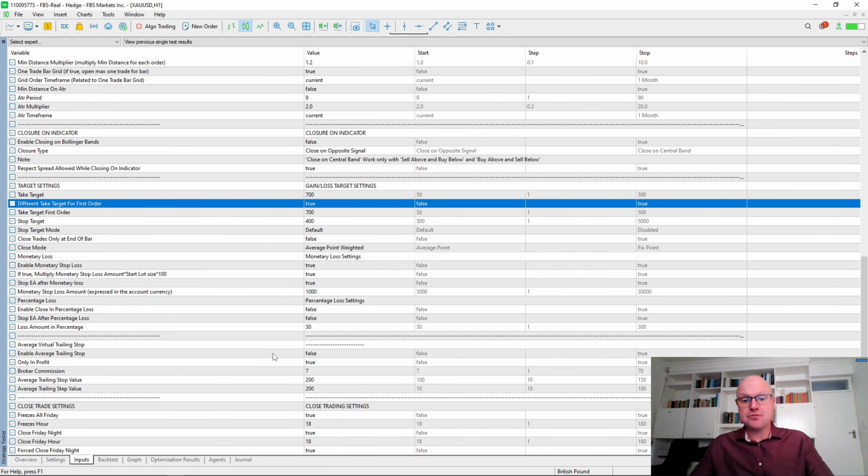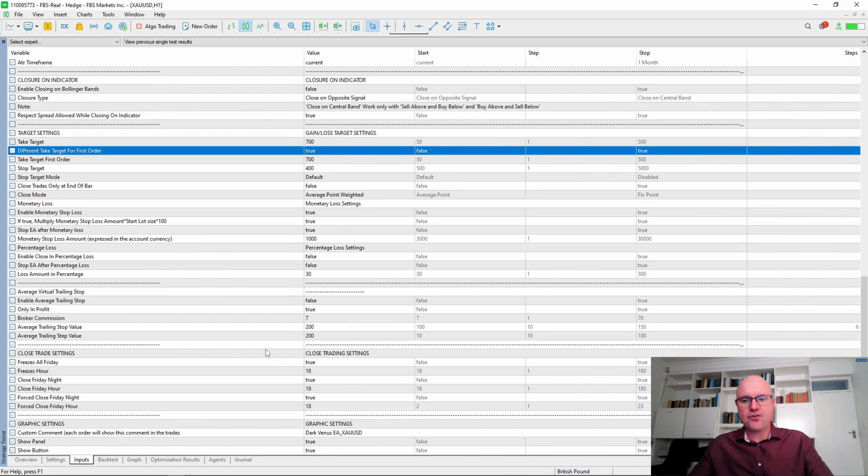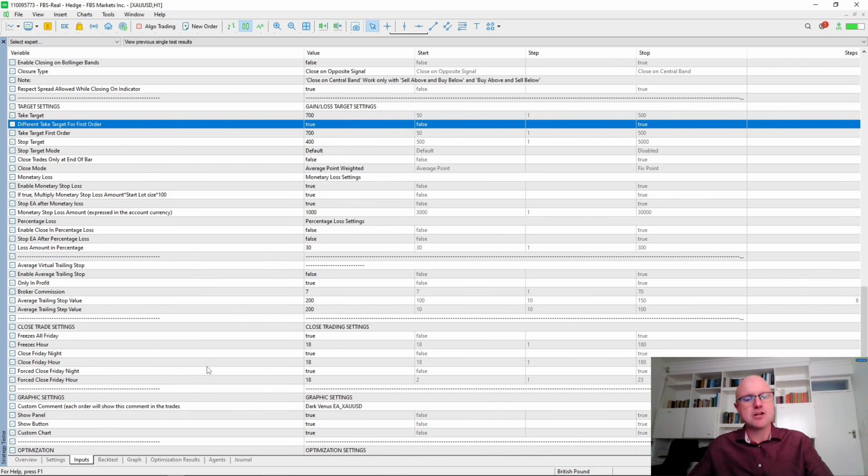Then lastly, to ensure that we are not stuck in trades over the weekend, I've also enabled the close all on Friday, freeze on Friday, and forced close on Friday. What this means is that every Friday, whether a trade is in a profit or loss, it will close that trade, which means we won't be exposed to any weekend moves and we can safely trade each week. Then lastly, we just have a few graphic options and a custom comment for each trade.